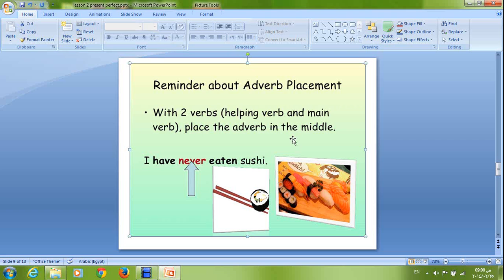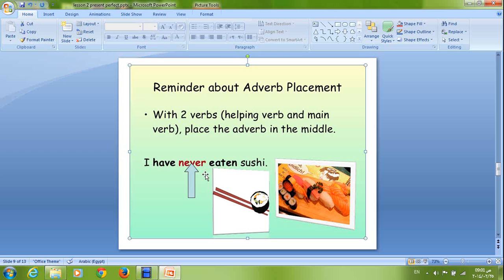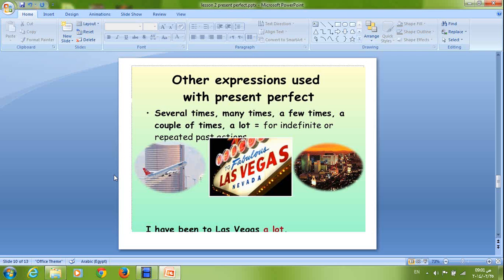Okay, reminder about adverb placement. With two verbs, helping verb and main verb, place the adverb in the middle. What do we mean by this? If I have the helping verb, have or has, and the main verb, I put the adverb in the middle. Like I have never eaten sushi. I have already eaten my breakfast. So I put the adverb, like you see here, in the middle. Where's the helping verb? The helping verb is have. The main verb is eaten. Excellent.